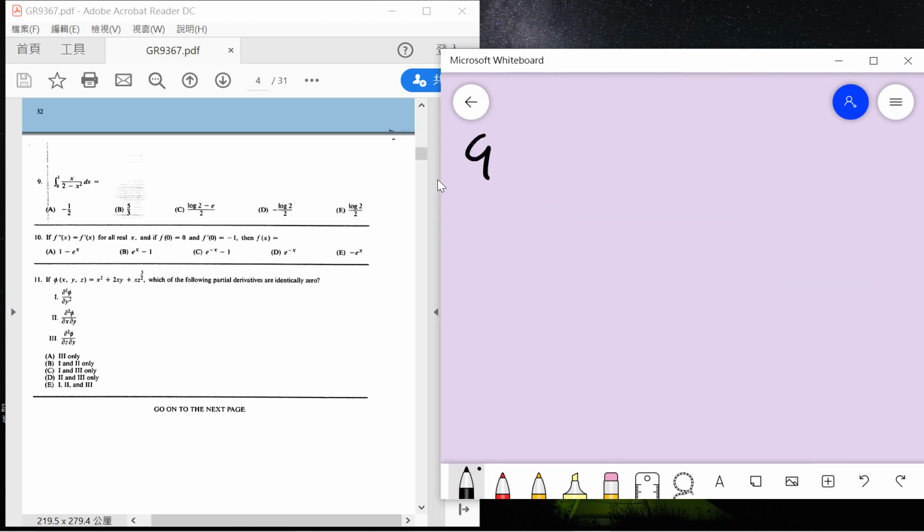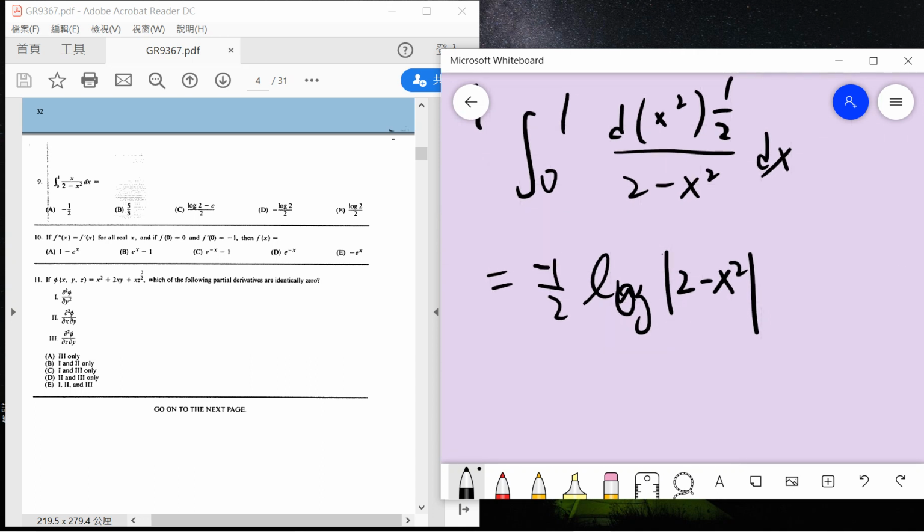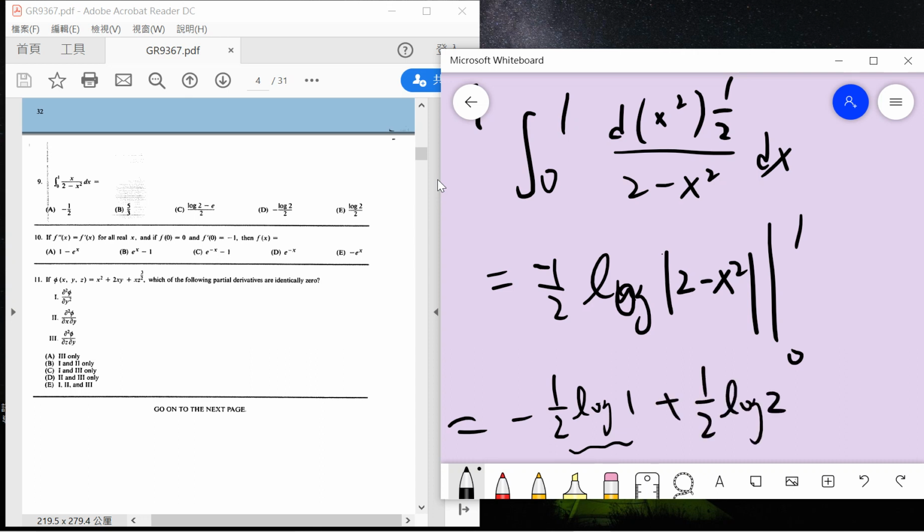Number 9, simple integration. So I think it's fairly easy that you guys can know the answer very quickly. Basically, this is a log absolute value 2 minus a square. There is a minus sign here. So basically, this is just the standard integration. So I don't think I have to explain in detail. Probably 0 and 1. How you get it is log 1 is 0, plus half log 2. So the answer is E.